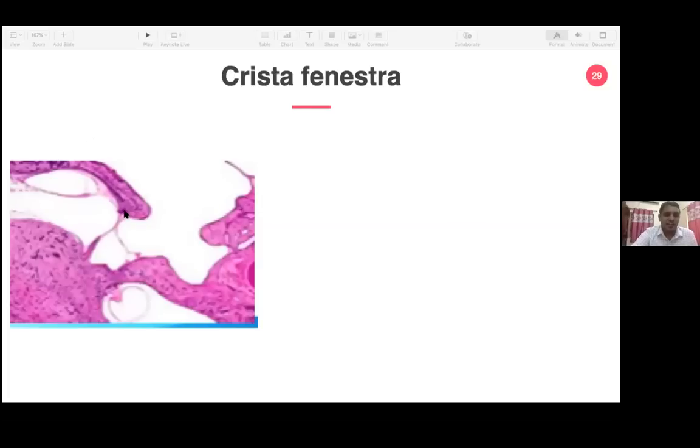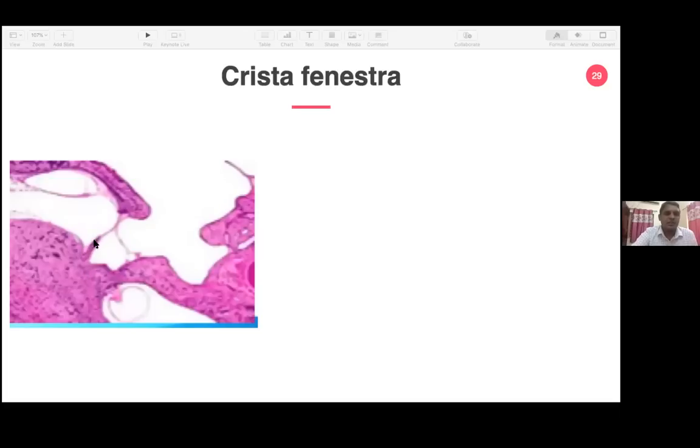Once again, you see this is the osseous spiral lamina here. The osseous spiral lamina is in continuity posterior-superiorly with the round window membrane, and inferiorly and anteriorly there would be a bony ledge from the lateral wall of the cochlea near the round window. Just anteriorly, this is a bony ledge. This is called the crista fenestra.